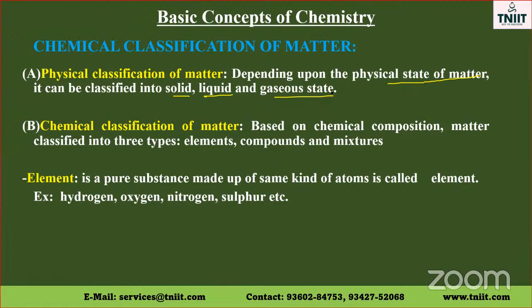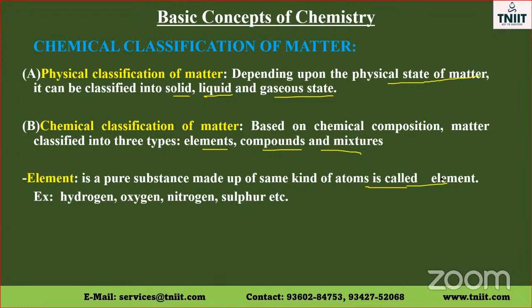Chemical classification of matter. This chemical classification of matter, based on the chemical composition, is classified into three: elements, compounds, and mixtures. Now, what is an element? An element is a pure substance made of the same kind of atoms. Substances made of the same kind of atoms are called elements.